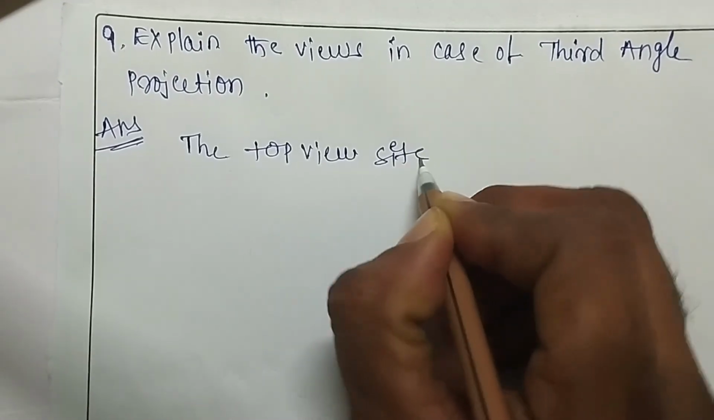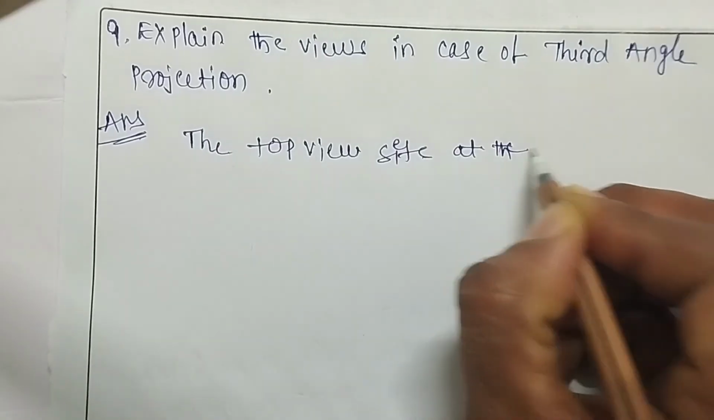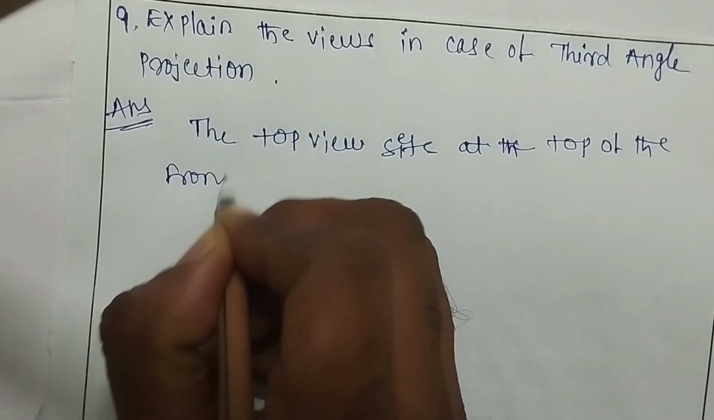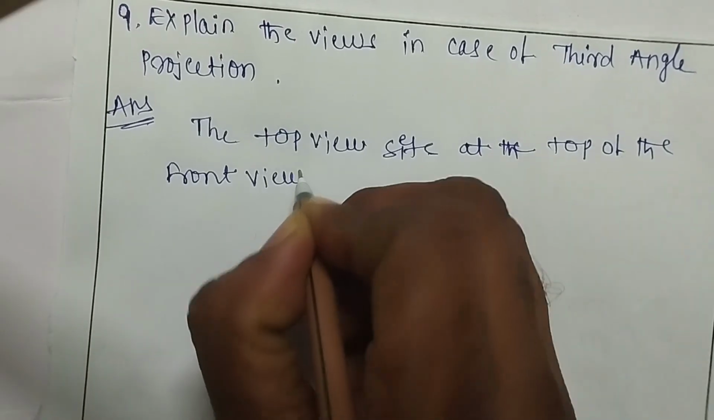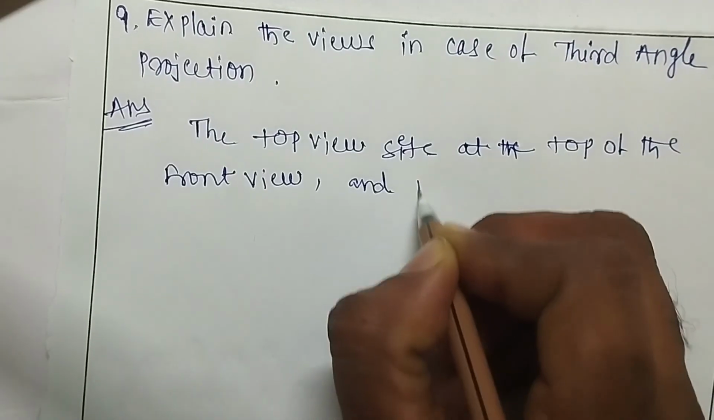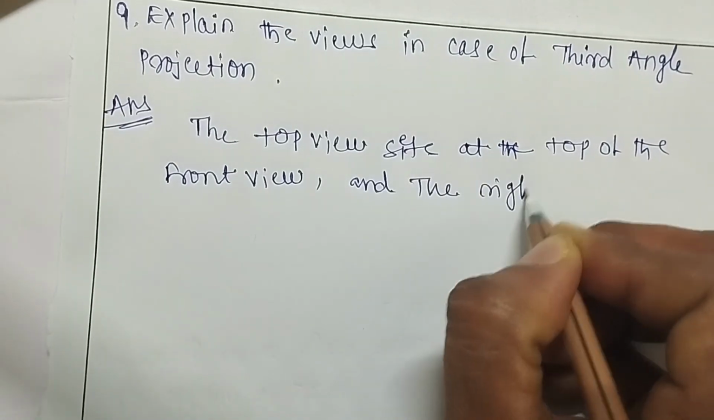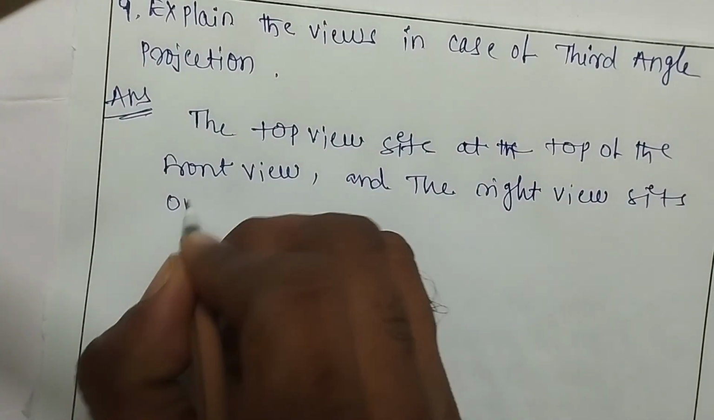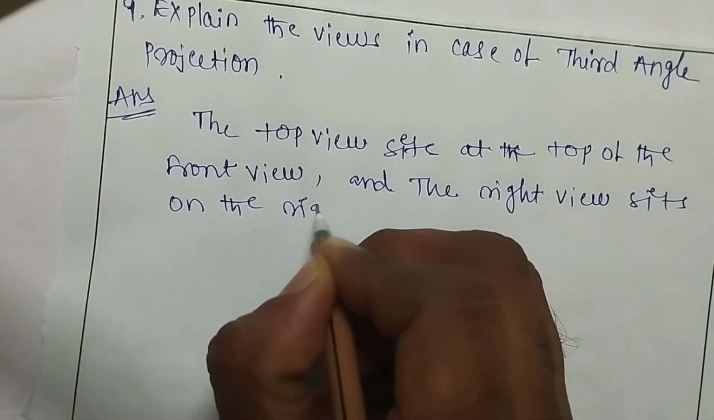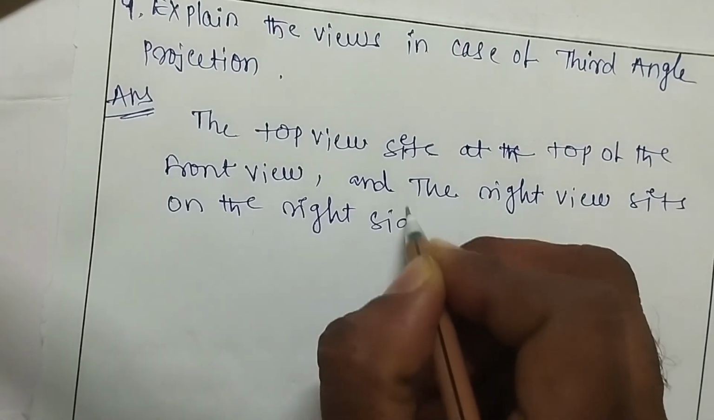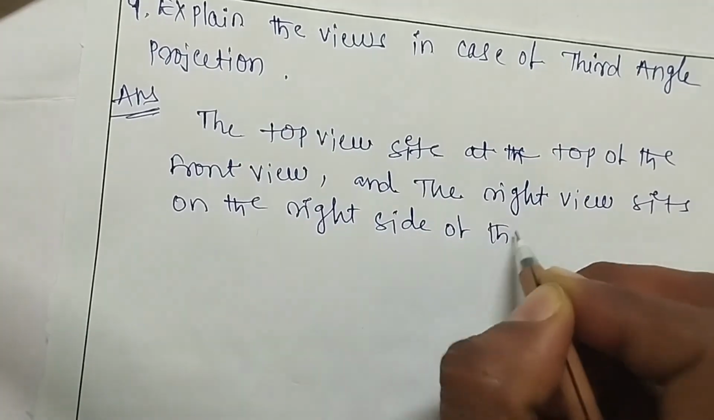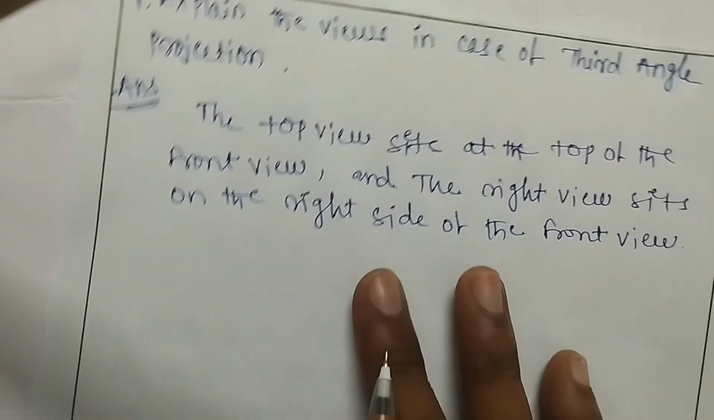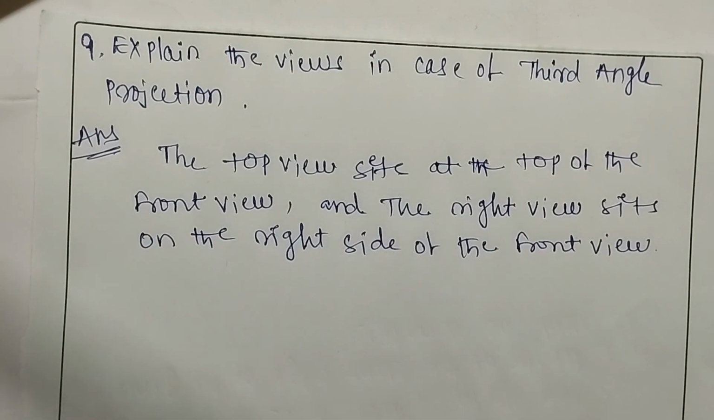The top view sits at the top of the front view, and the right view sits on the right side of the front view. These are the views that will come in the case of third angle projection.